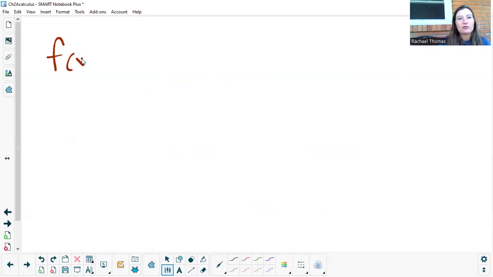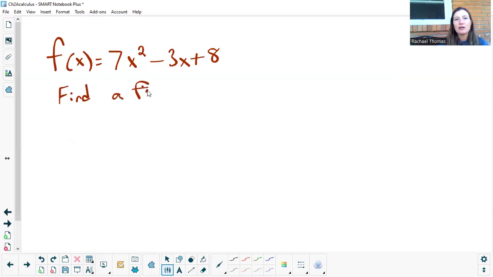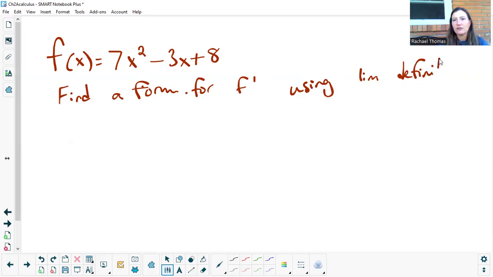I'm going to take a quadratic equation here. I'm going to put a number on the front because why not? How about 7? I like the number 7. 7x squared, how about minus 3x, and I like the number 8, plus 8. There's my f of x, and the question would say something like, find a formula for f prime, which means the derivative, using the limit definition of the derivative. That's what the problem looks like.